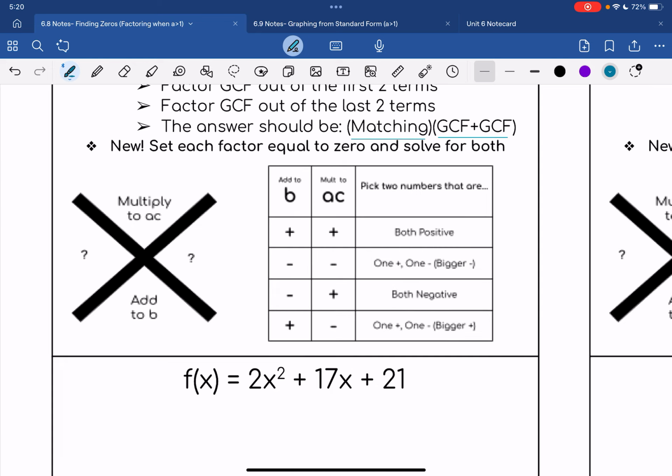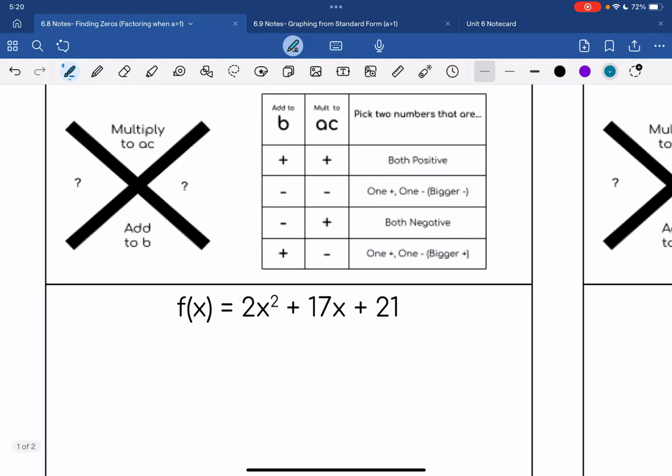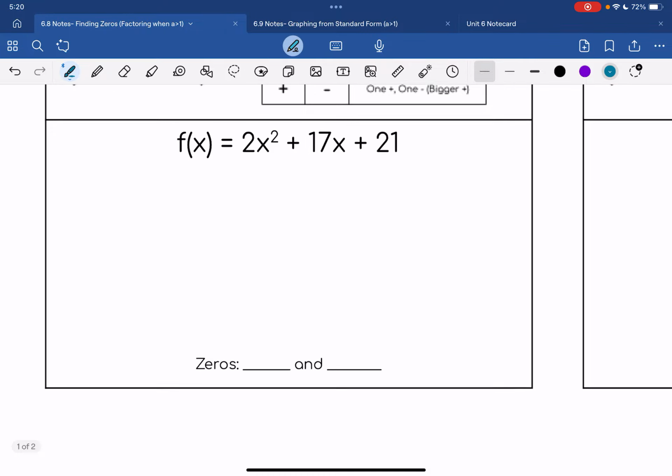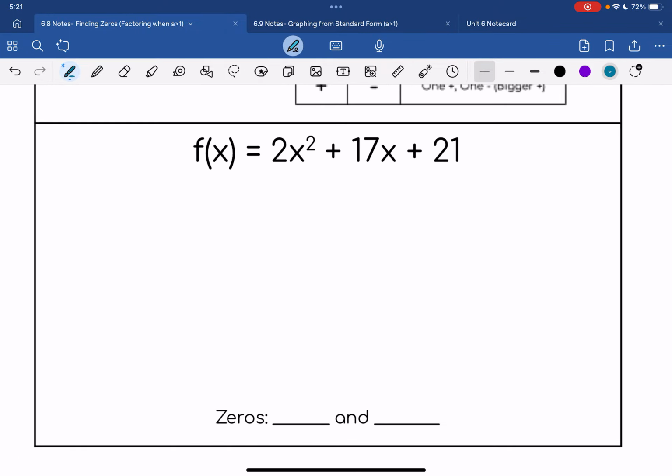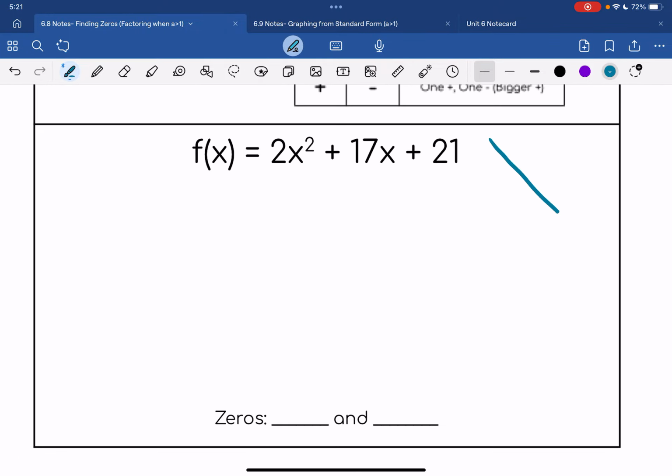So we have our magic X that we used back in 5.9. We're going to use that again today. And then we also have a really blurry version of our table telling us when we should use positive and negative numbers. First problem we've got here is 2x squared plus 17x plus 21. I'm going to draw my magic X.